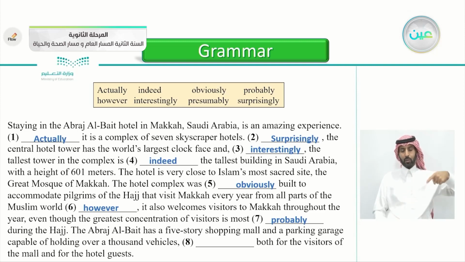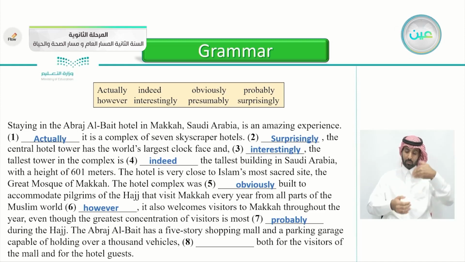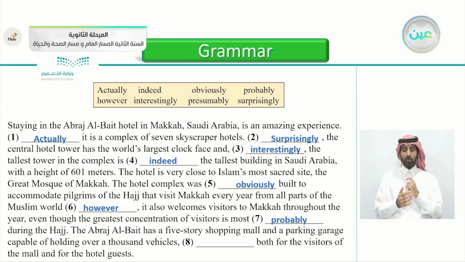The Abraj Al Bayt has a 5-story shopping mall and a parking garage capable of holding over 1,000 vehicles. Number 8, both for the visitors of the mall and for the hotel guests. So can you guess what number 8 is? We have one remaining. Very good. Presumably both for the visitors of the mall and for the hotel guests.